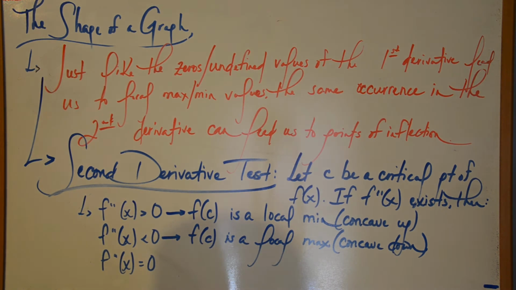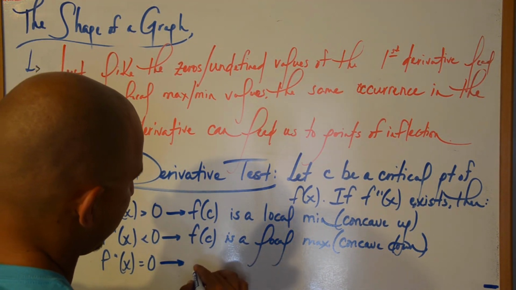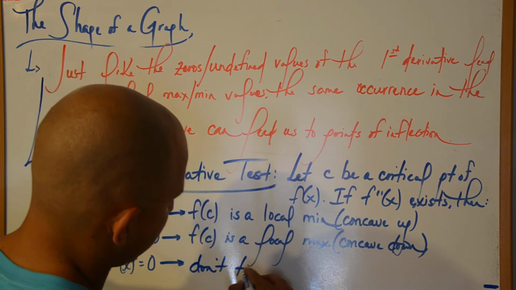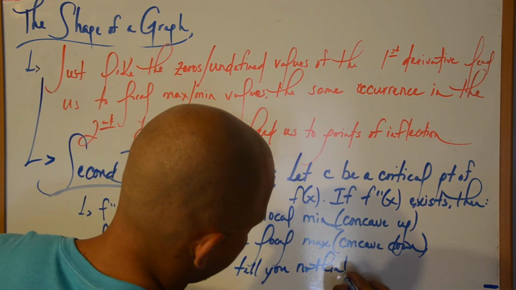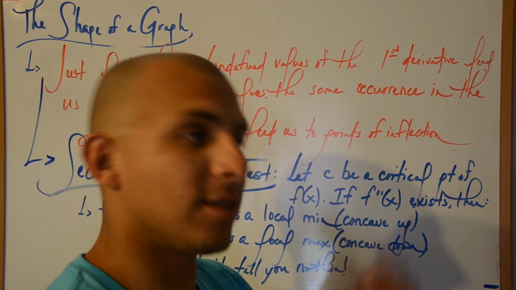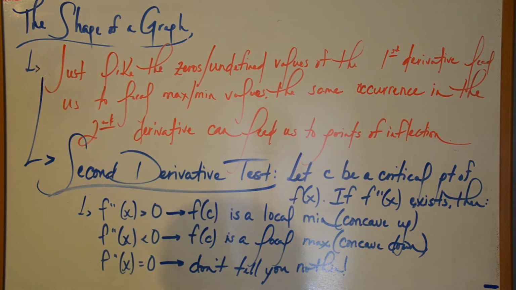In the event where it's equal to 0, it doesn't tell you anything. So in that case, you have to go back and do the first derivative test anyway. That's why I like doing them as separate processes.